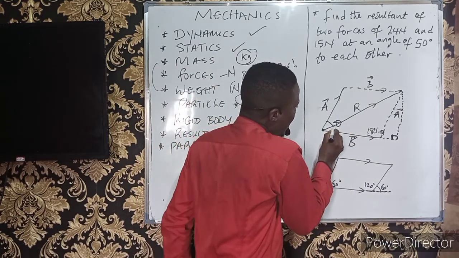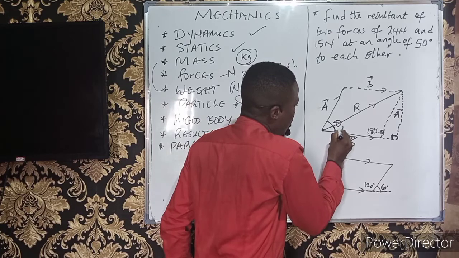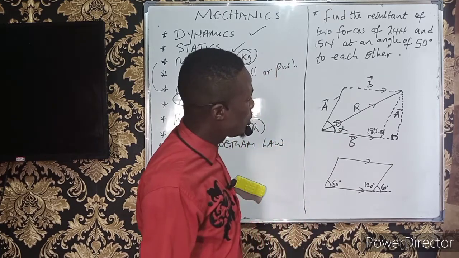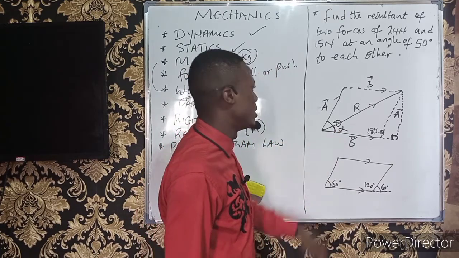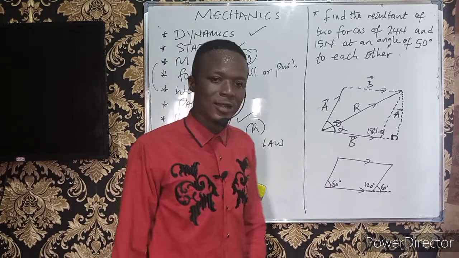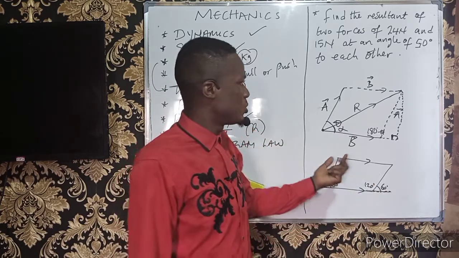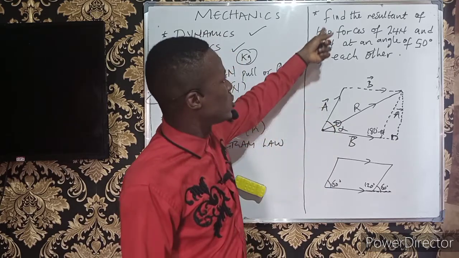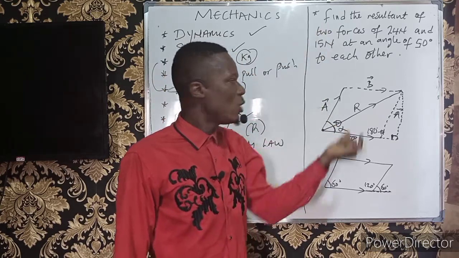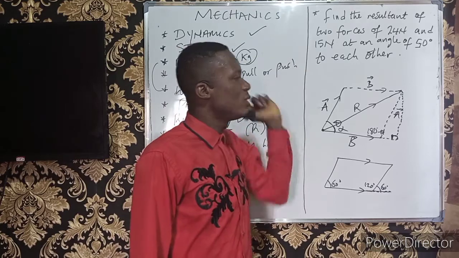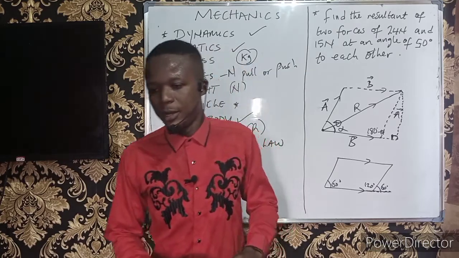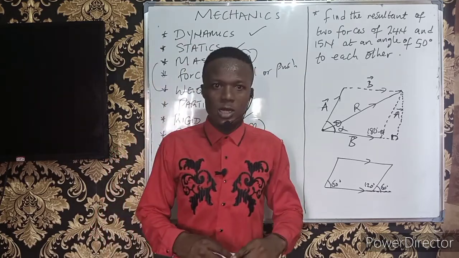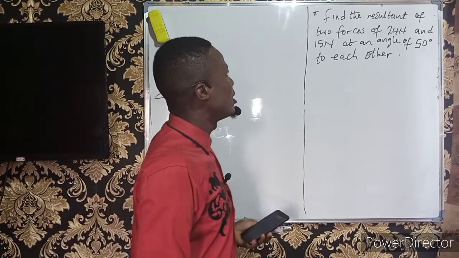Suppose I want to get the angle from here to here, I can call it alpha. This alpha can be obtained following well-defined trigonometric rules. You will understand what I'm talking about when we apply it to solving this particular question. So I will clean the board, and we solve this question to see the application of the parallelogram law of vector addition.